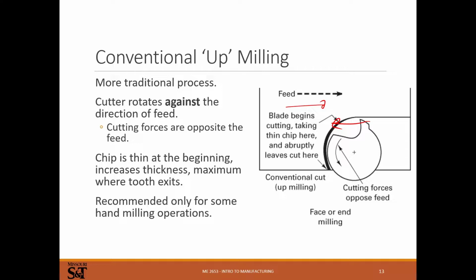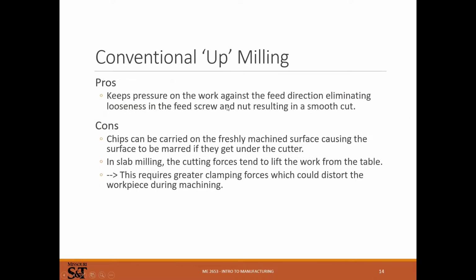So it really keeps things preloaded when you're up milling. Again, this is recommended for some hand milling operations. For a machine that's got a lot of play in it, it's going to chatter a lot if you do it the other way. If you do it this way, it keeps the lead screw loaded up, and it won't chatter on a machine that's got a lot of play, like an older mill that's been used a lot. So it keeps pressure on the work against the feed direction. That gets rid of looseness in the feed screw or any kind of backlash, and results in a smooth cut.